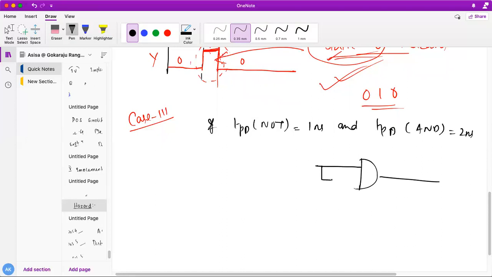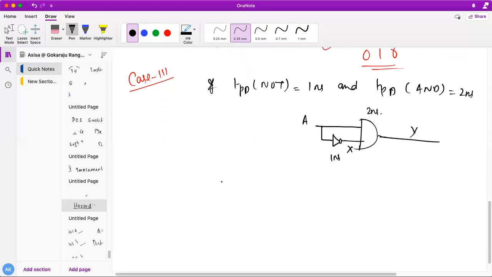And here is your NOT gate. This is A, this is X, and this is Y. So what would it be? The NOT gate has 1 nanosecond. Here TPD is actually 2 nanosecond. So how does my waveform look like? The waveform looks like this.